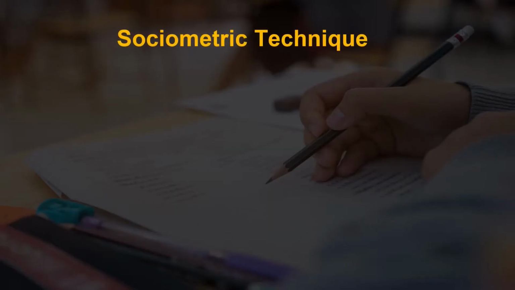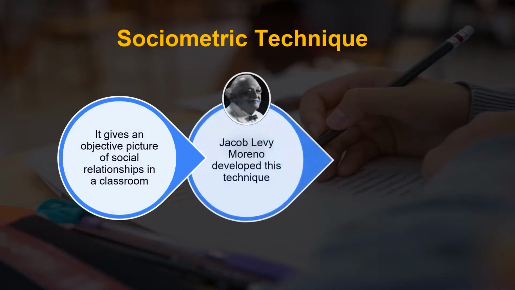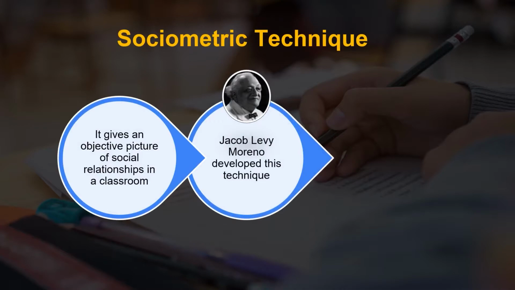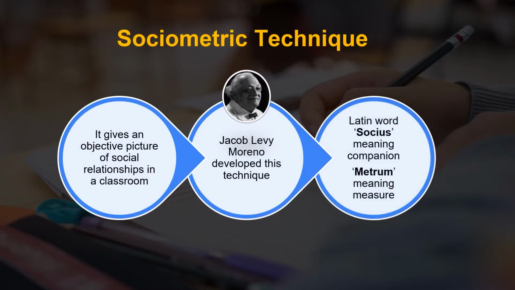The next technique we are going to discuss is the sociometric technique. From the term itself you can tell that some kind of social relationship is involved in this technique. It gives an objective picture of social relationships in a classroom. This sociometric technique was developed by Jacob Louis Moreno, and it originates from the Latin word socius, meaning companion, and metrum, meaning measure. It is usually used by teachers in every classroom.